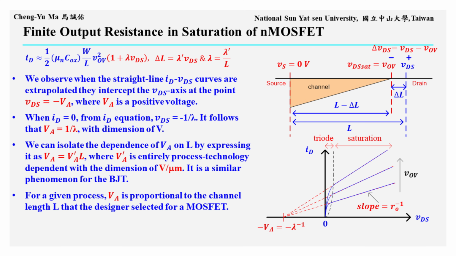Because VA depends on both the channel length L and the process technology, it can be written as VA equals VA prime times L. Here, VA prime is determined by the process and is independent of L, with units of volts per micrometer. This means the circuit designer can choose the channel length to affect VA. Since VA is proportional to L, a shorter channel gives a smaller VA and stronger channel length modulation. In contrast, a long channel device has a large VA, so the channel length modulation effect is much weaker.